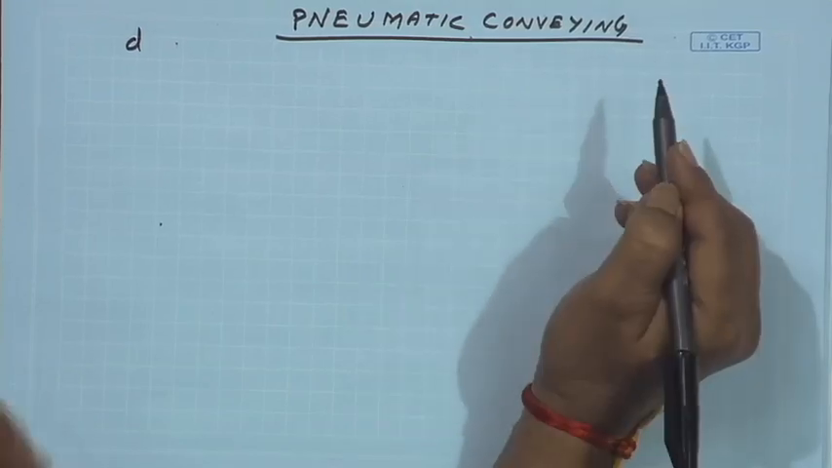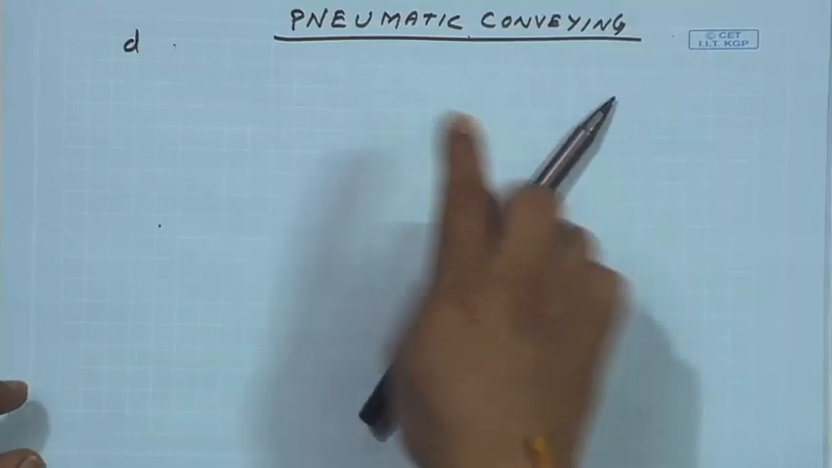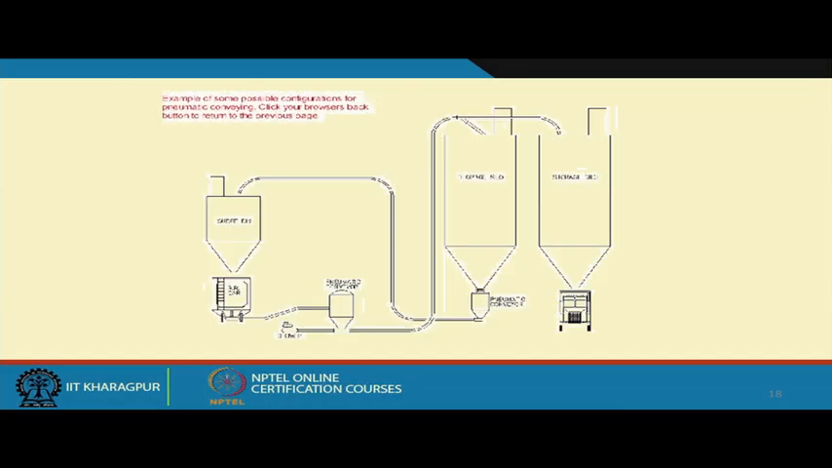For pneumatic conveying, let me show you a figure. This is a typical pneumatic conveying. Things are conveyed pneumatically, and of course you have all other systems, but you are conveying through air pneumatically from one place to the other. So this is a typical example, right.